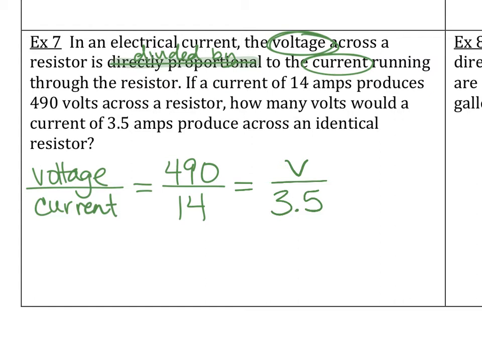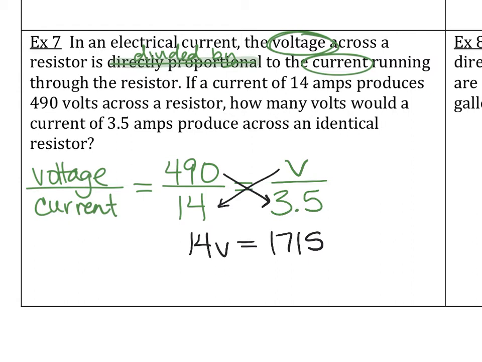Now that I have this set up, Angel, what am I going to multiply? 490 and 3.5. And 14V. And then can somebody in their calculator help me out? What is 490 times 3.5? 1715. Okay, Anakin, what's the next step here?